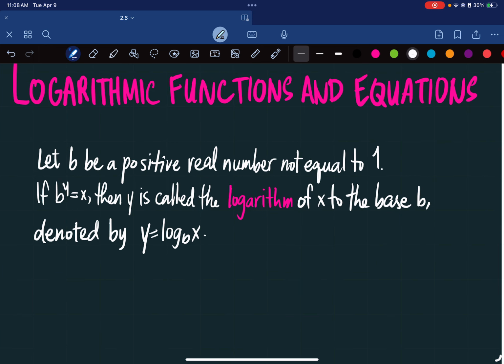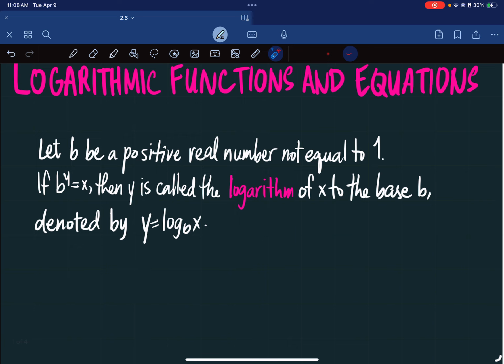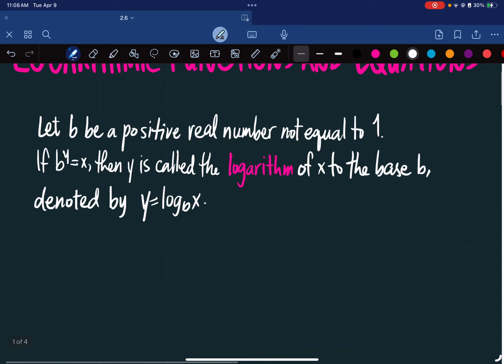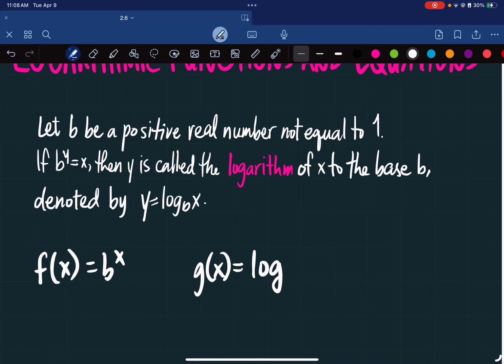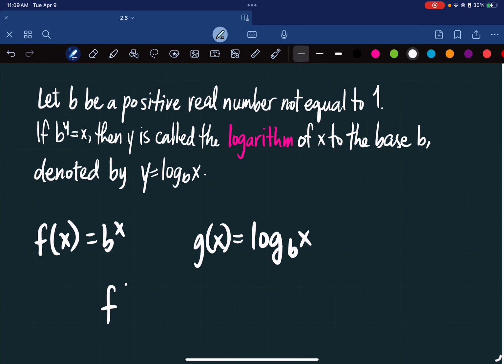One good thing about this logarithm is that we can connect this with your exponential functions, since if you look at the definition, we derive the logarithm from an exponential equation. So let's consider these two functions, f of x equals b raised to x and g of x equals log of x base b. And let's try and determine what is f of g of x.